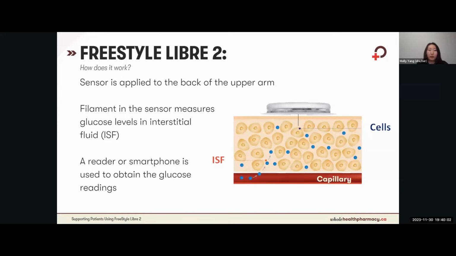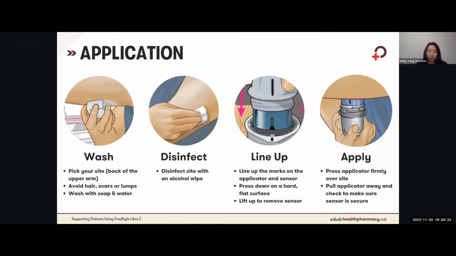So let's spend some time going over FreeStyle Libre 2 and the updated real-time glucose readings. As a review, the FreeStyle Libre 2 sensor is applied to the back of the patient's arm. It involves a sensor being inserted into the arm to measure the glucose values in the interstitial fluid, and a reader or a smartphone is then used to obtain the glucose readings. So again, the sensor is reading the glucose values in the interstitial fluid and not the capillary blood glucose compartment, which is what is being read when you use finger pricks.